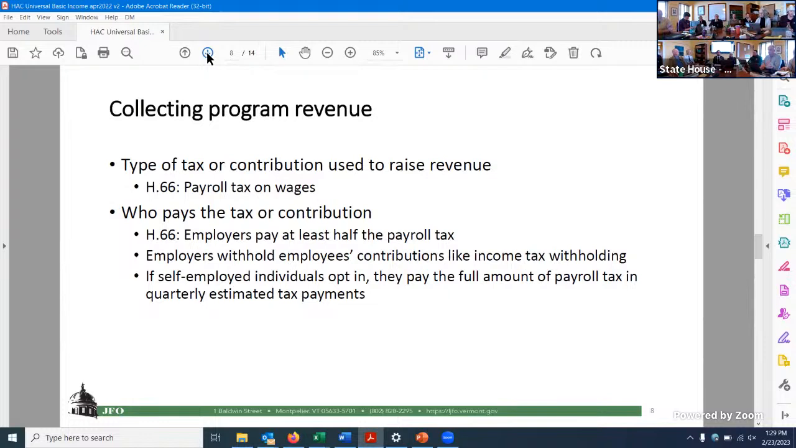And then the one quirk with self-employed people is they don't pay that ongoing withholding because they're not necessarily earning a paycheck like your average employee would. So what they typically do is pay estimated taxes on a quarterly basis. And this would be structured in a similar way where they'd be paying their contributions on a quarterly basis in the same way. And it is important to note that self-employed individuals would pay the full amount of the tax. They're both the employer and the employee, right? So they would pay the full amount of the tax.